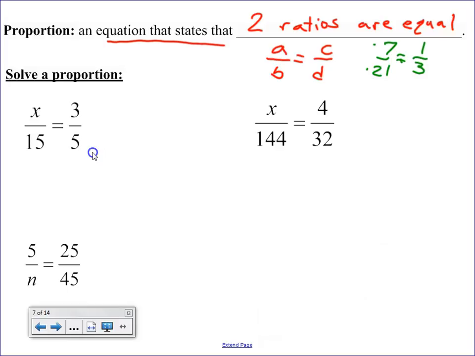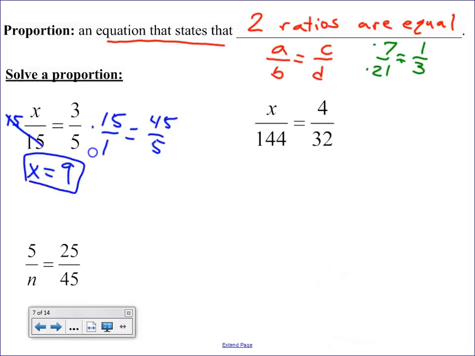One way is by looking at the equation. Well, x is divided by 15. How do I get rid of dividing by 15? I multiply both sides by 15. When I multiply both sides by 15, I get x equal to, multiply my fraction here, 45 over 5. 45 divided by 5 is 9, so x equals 9. So that's one way to solve that.